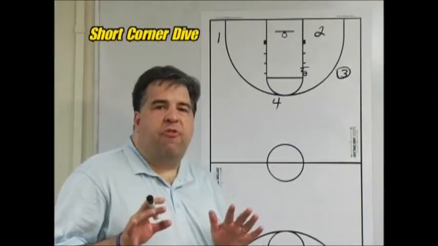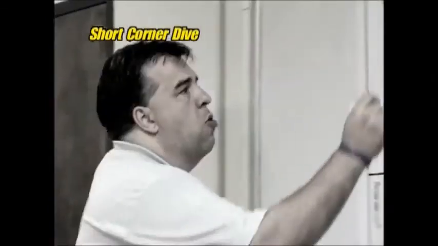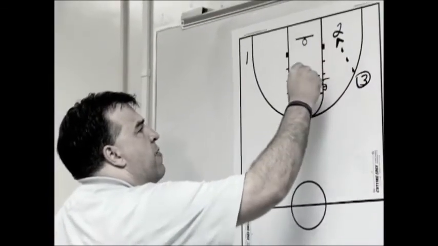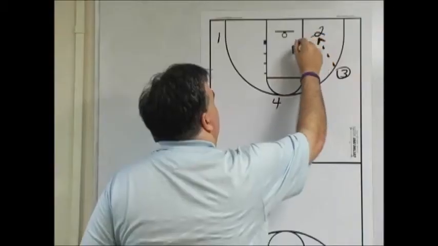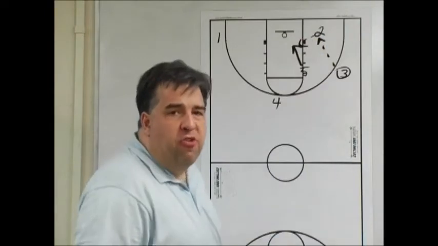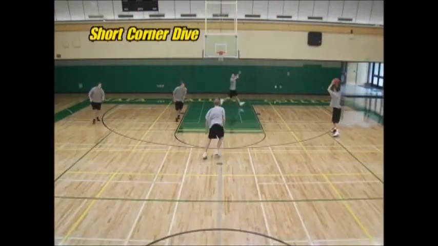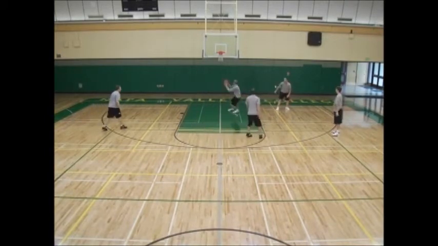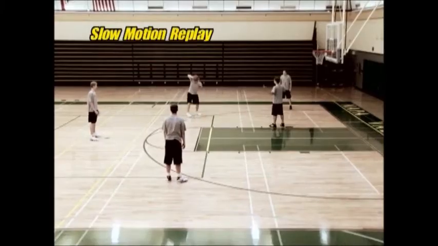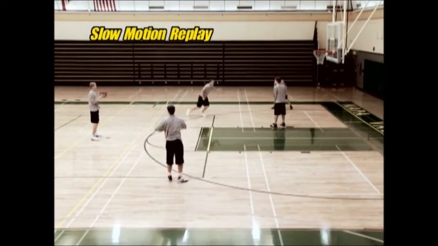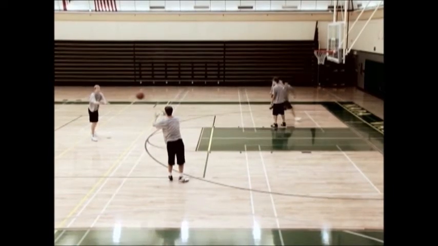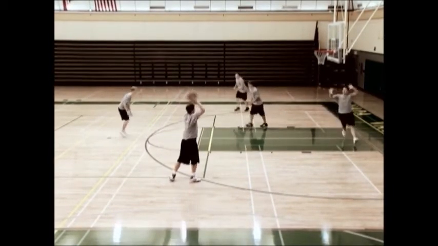The second scoring option that we have once the ball goes into the short corner as we make this pass here is looking for our post man diving here to the block. 2 can make that quick pass here for a shot. If the short corner doesn't have a drive to the basket, we can hit the post player diving.